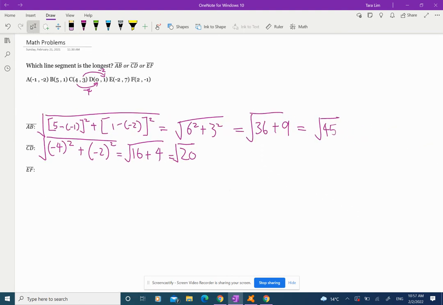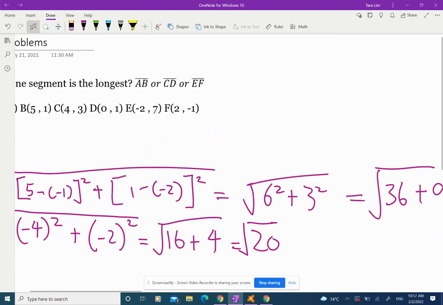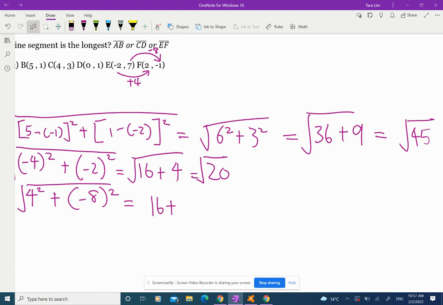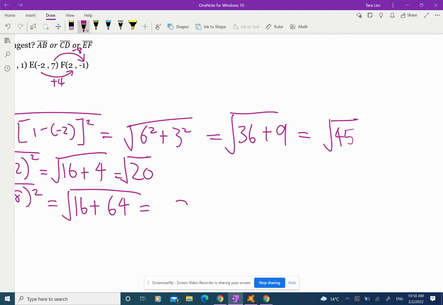So let's try solving for the distance of line EF. So x, -2 plus or minus what is equal to 2? -2 plus 4 is 2, and 7 plus or minus what is equal to -1. 7 minus 8 is -1. So we have 4 squared plus, remember to bracket, -8 squared, and then we square root it. We get 4 times 4, which is again 16, plus -8 times -8 is 64. Then we square root it and we get square root 80.